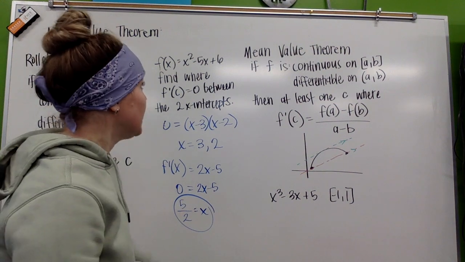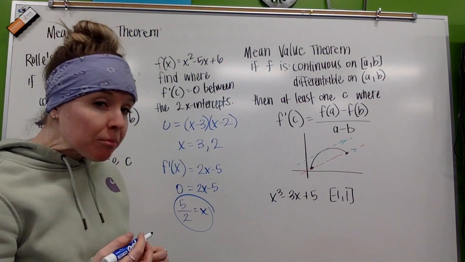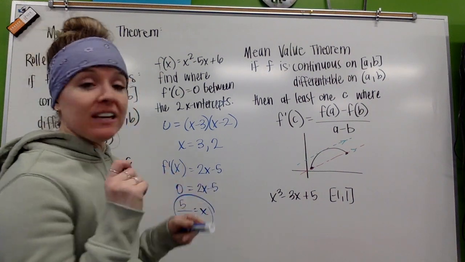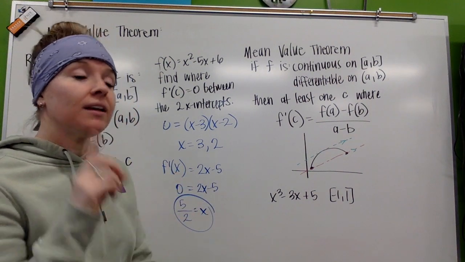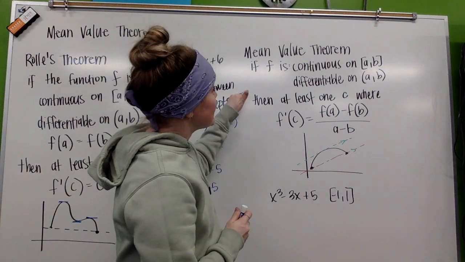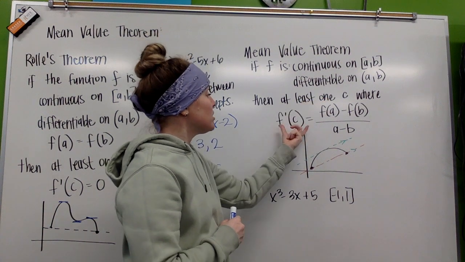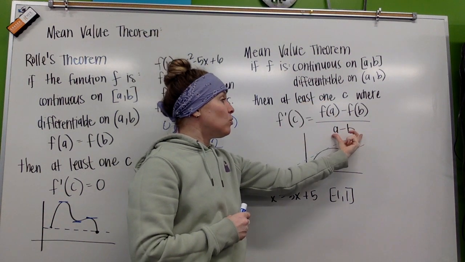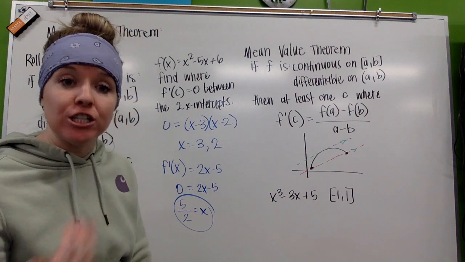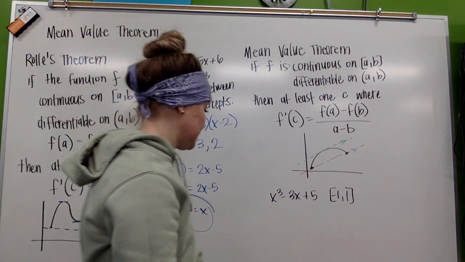Okay, cool. Mean value theorem. Similar idea, but a little different. If f is continuous on an interval, closed interval, and differentiable on the open interval, then there is at least one c where the slope at c is equal to the average slope. So again, that term average, mean, average, they connect there.